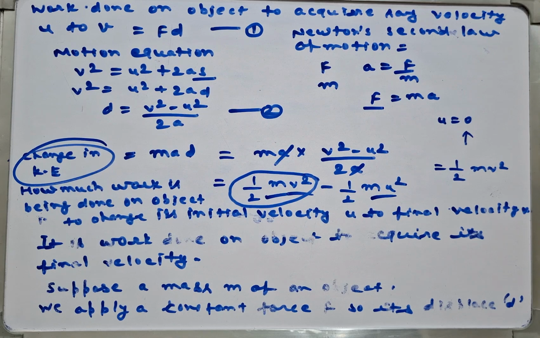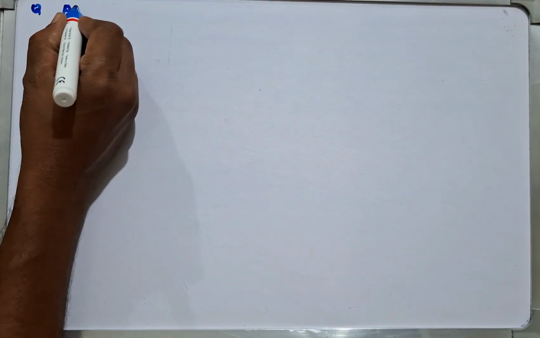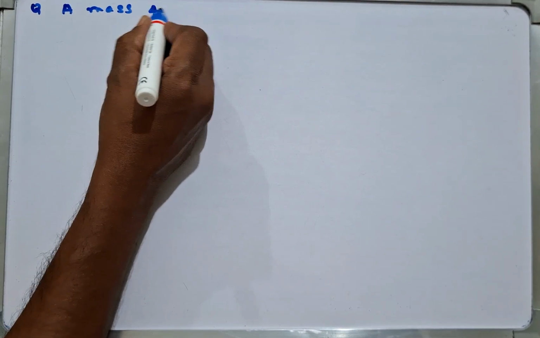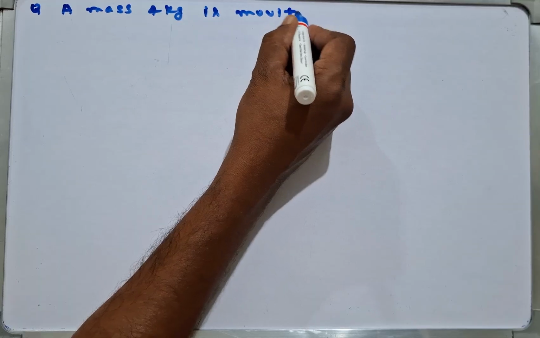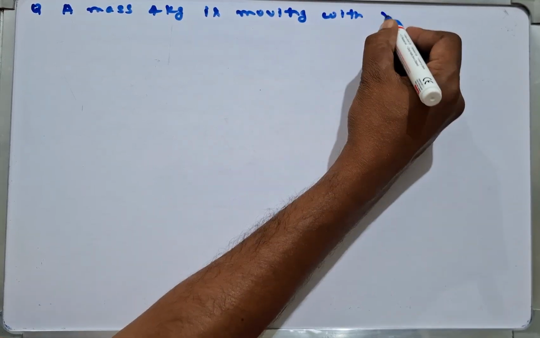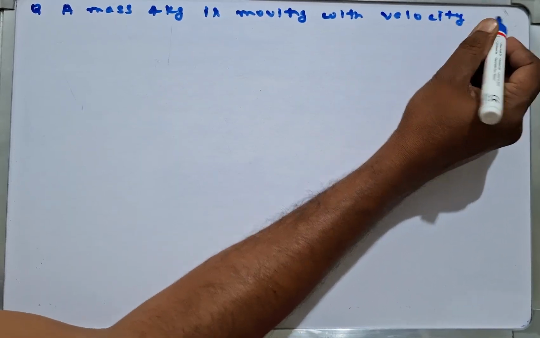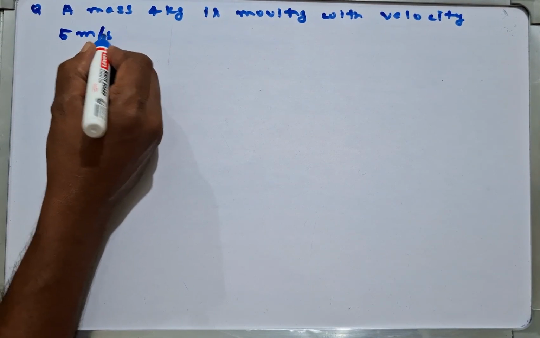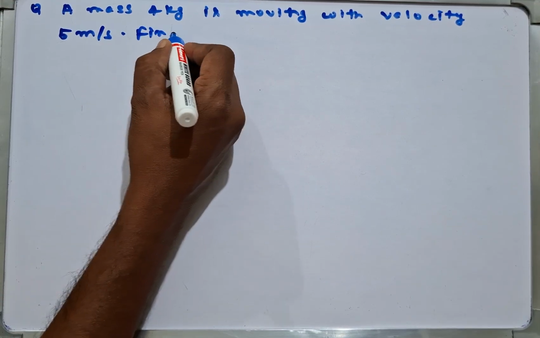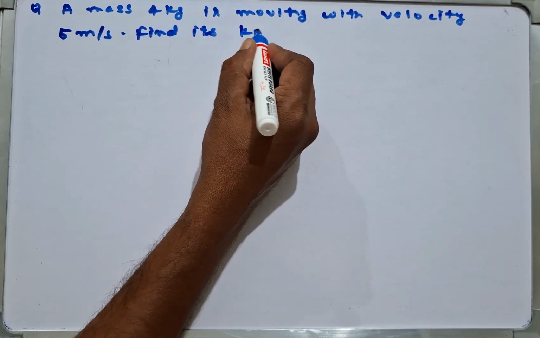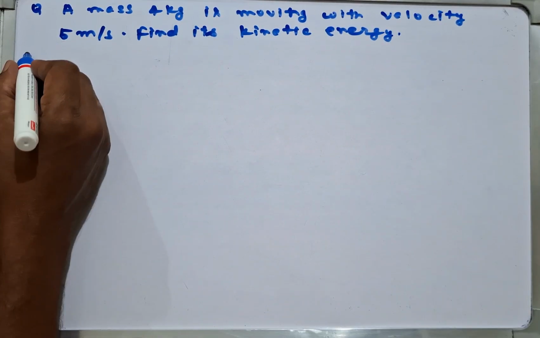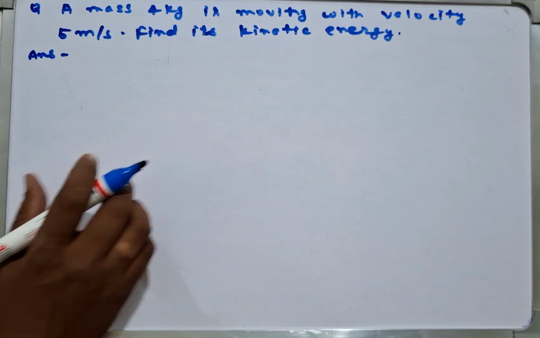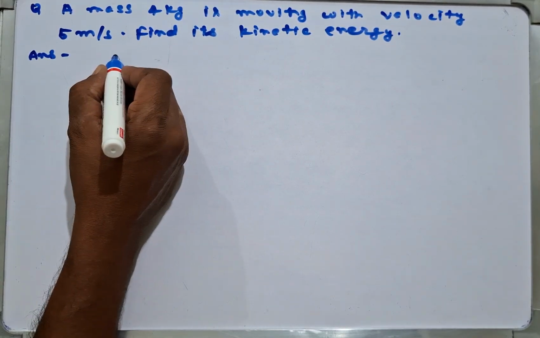Okay, so see one numerical problem. Question: a mass of 4 kg is moving with velocity 5 meter per second. Find its kinetic energy.